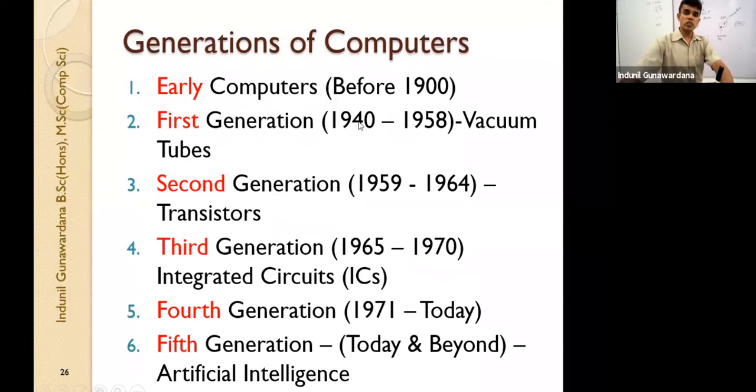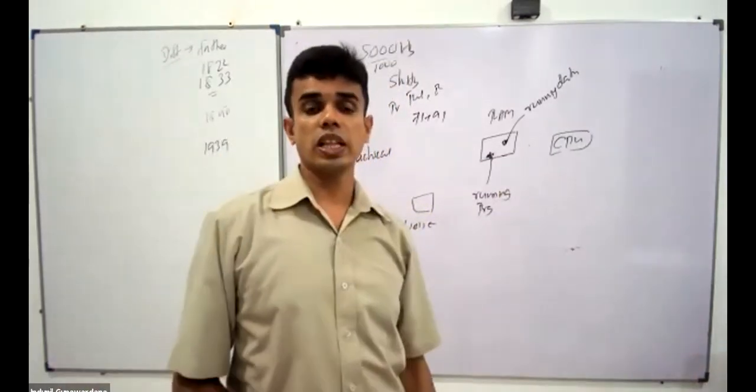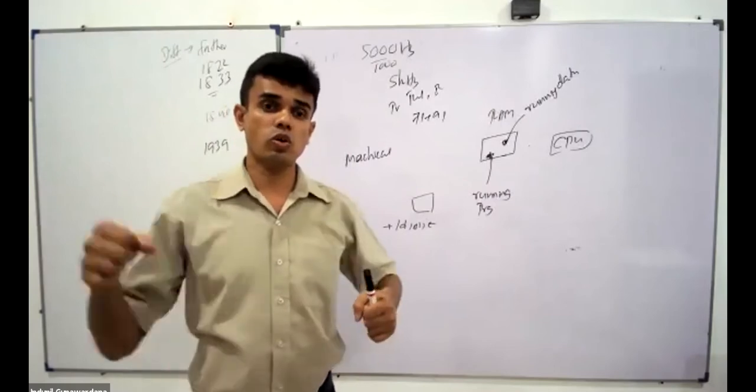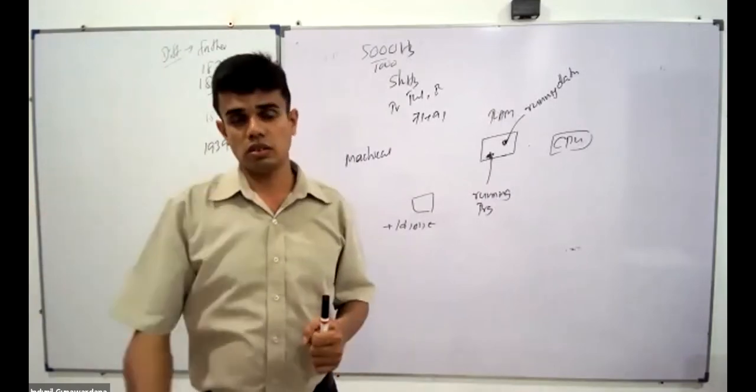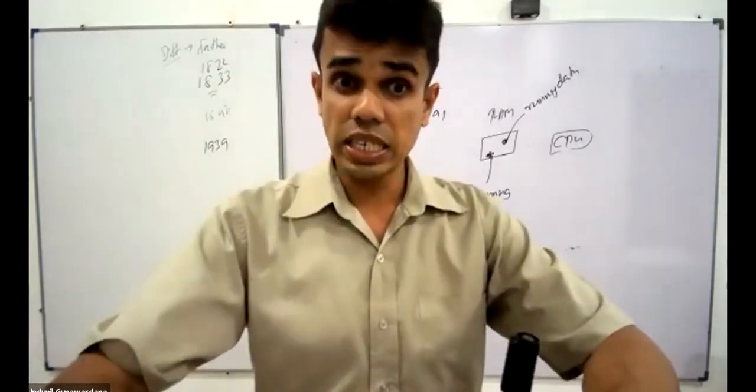But if it is to be first generation, around the 1940s to 58, the technology used should be vacuum tubes. Tube technology has to be there. So Babbage's inventions are not with tubes. They are based on steam engines or hand movements, so they are not in 1G. Understand that well.